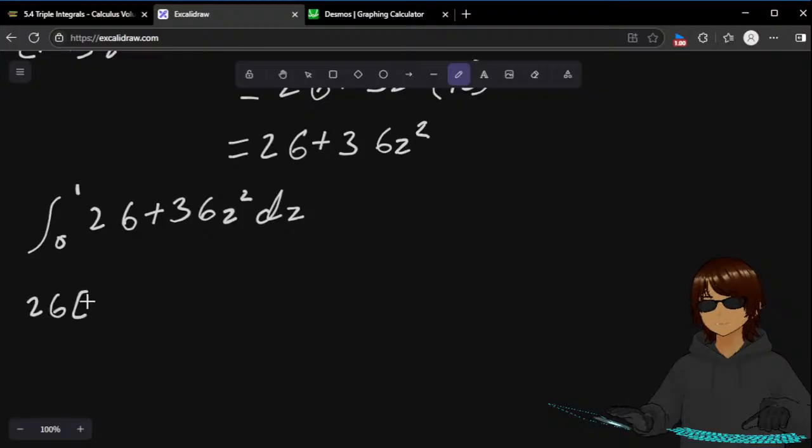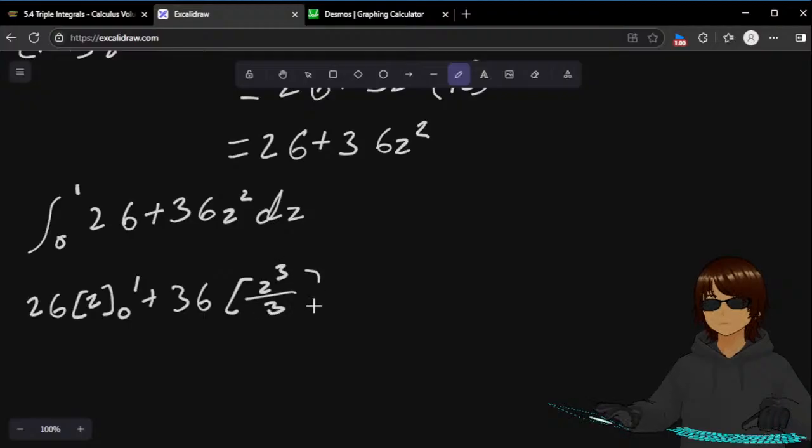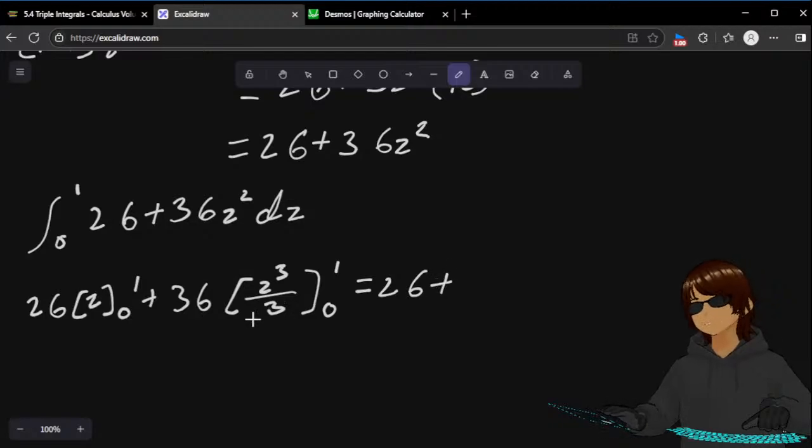26 is a constant. Z from 0 to 1. 36 is a constant. Z squared, z cubed, 0 to 1. We forget the 0, we are left with 26. This 3 over here is a constant, so we can divide it by 3. We are left with 12. And then we have z cubed, but this is just 1.